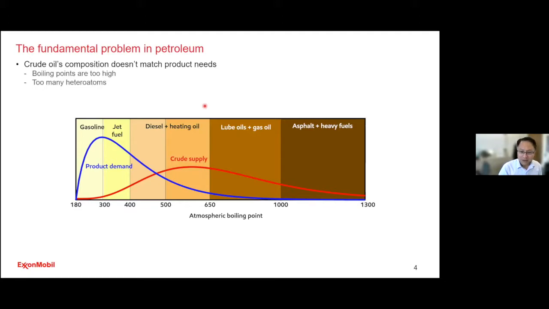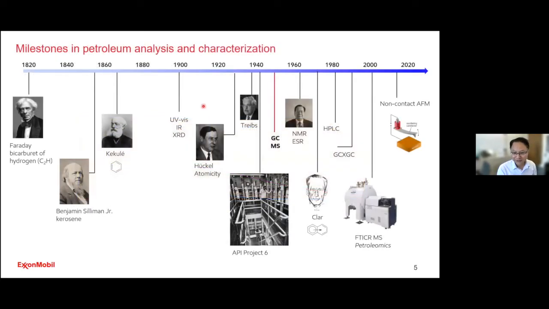So petroleum indeed has been studied for a long time. This is part of my personal biased view about the milestones in petroleum characterization. Starting from 1800 to 1900, the main research was in Europe, and the main method was repeated fractional distillation. For example, Michael Faraday distilled benzene, but he named it bicarbonate of hydrogen. That means C2H. It's not because he did the experiments wrong, but because the atomic weight of hydrogen was wrong by then.